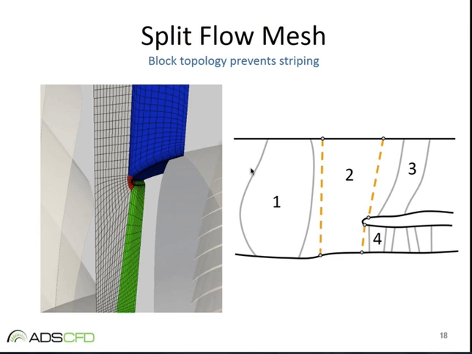But the important thing to notice is that due to the mesh topology, the way it's set up here, we're able to avoid striping in the mesh. Striping leads to a lot of unnecessary mesh nodes where they're not needed, as well as some negative effects in terms of artificial flow resistance that can come from it.